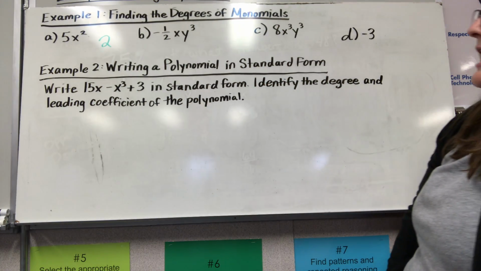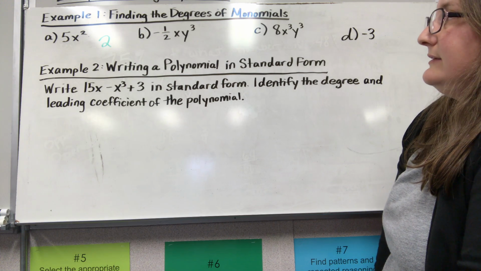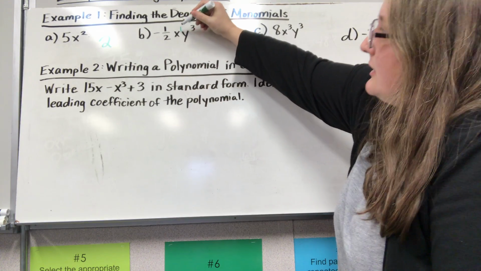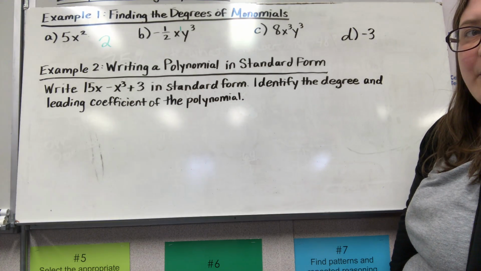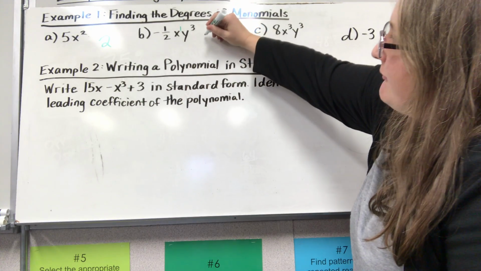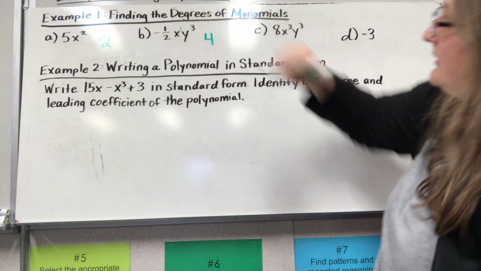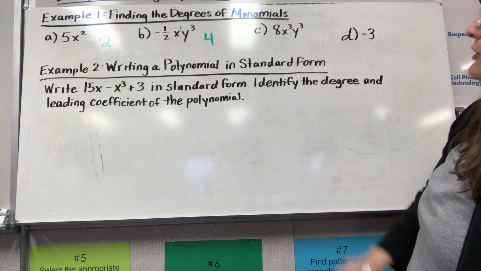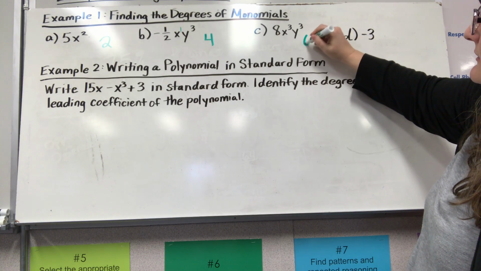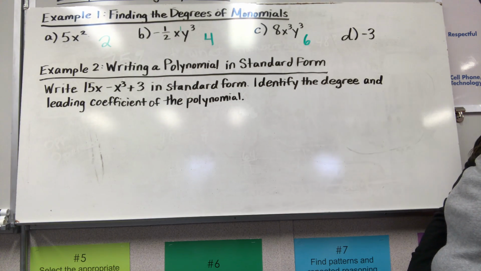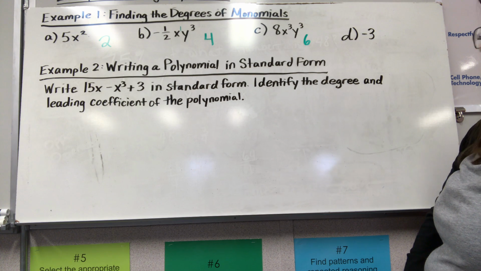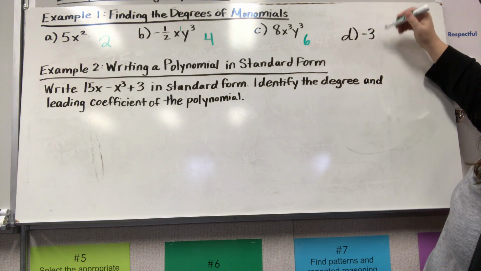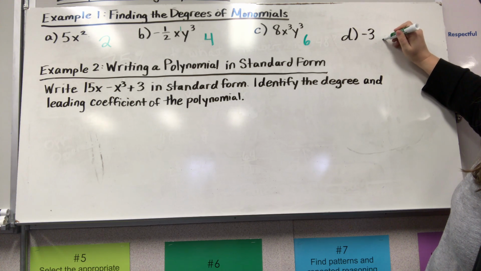In this case, I have 2 variables, x and y. X is to the 1st power. I can add in my ghost 1 here. Y is to the 3rd power for a total degree of 4. Here I've got x to the 3rd power and y to the 3rd power, total degree of 6. And in this case, -3, I just have a constant. Constants don't count as having exponents at all in our case of monomials, so a degree of 0.